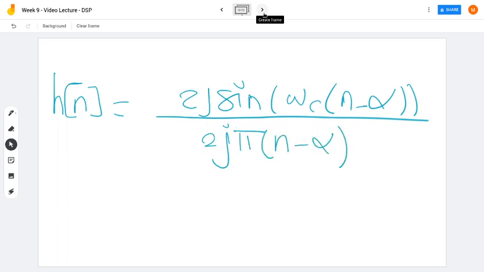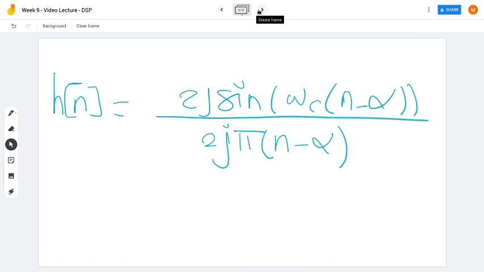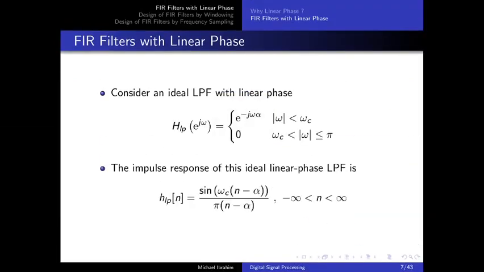And again, we just used Euler equation, which describes this exponential in terms of cosine and sine, or equivalently the sine and cosine represented using the complex exponentials. So over here, the 2j will cancel out with 2j, and we'll get sine omega c (n minus alpha) over pi (n minus alpha). So going back to our slides over here, as you can see, this is the impulse response of the ideal low-pass filter, sine omega c (n minus alpha) over pi (n minus alpha).